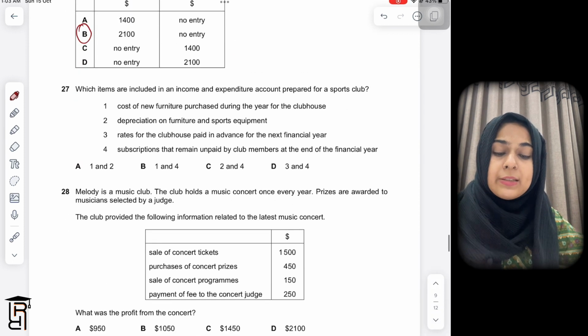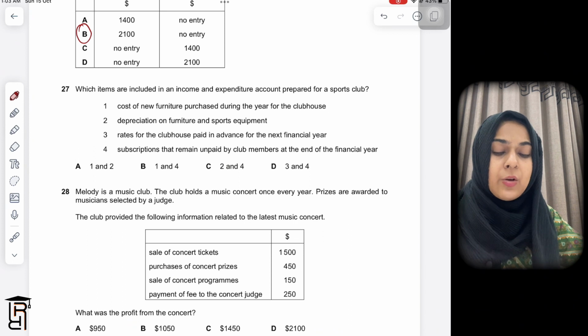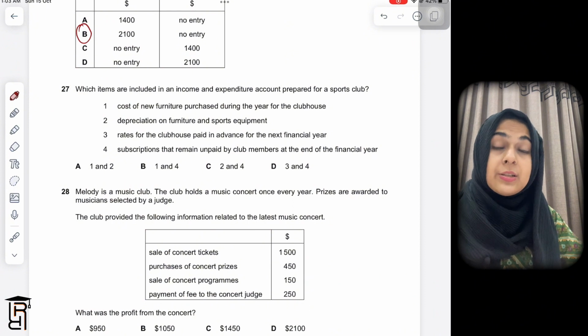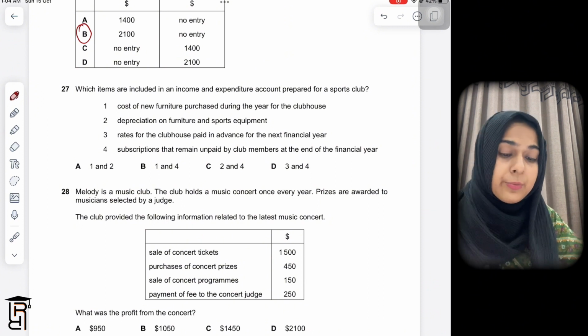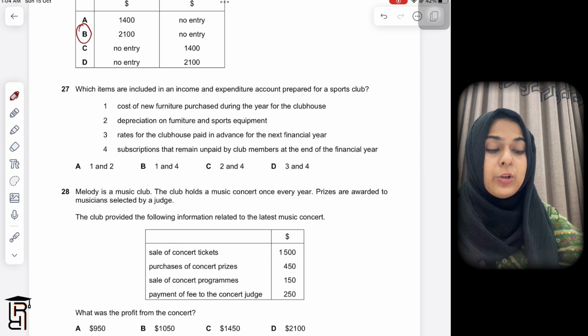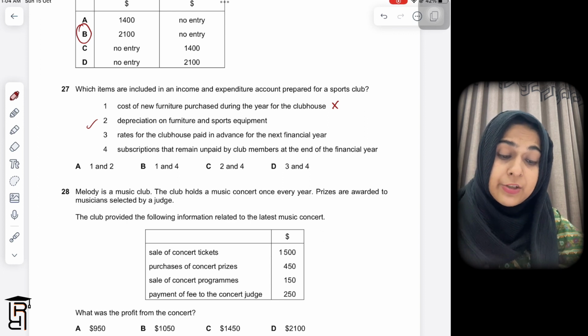Then question number 27 is saying which items are included in the income and expenditure account prepared for a sports club. So income and expenditure account is just like the income statement. So revenue, expenditures and revenue receipts will be recorded in the income and expenditure account, and something that is not recorded in the income statement will not be recorded in the income and expenditure account. So cost of new furniture purchased during the year for the clubhouse will not be included in the income and expenditure account. Depreciation, yes, depreciation on furniture and sports equipment will be included in the income and expenditure account.